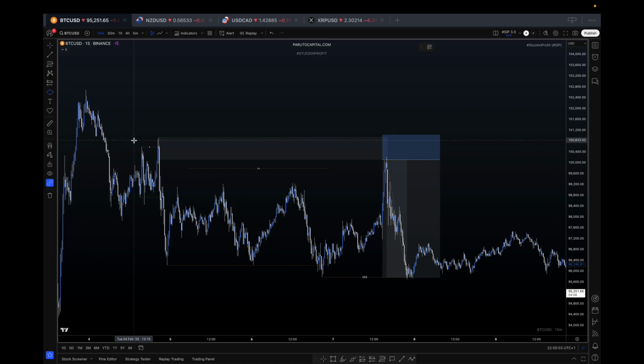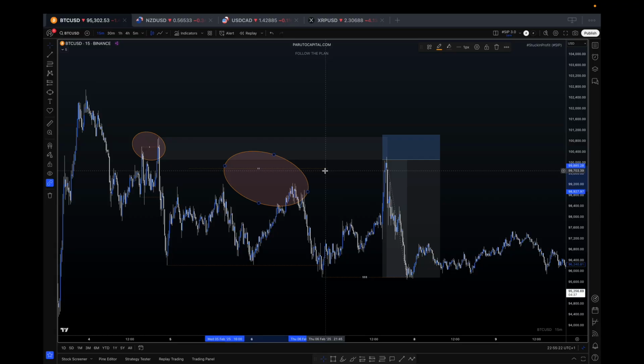So first, let me use this tool. So first, we have here the first thing. Let me see if you get that. Did you get that? Liquidity sweep. Awesome. If you got that, clap for yourself. Liquidity sweep. Awesome. What's the second thing we're looking for too? Did you get that? I hope you did. Inducement. Perfect.